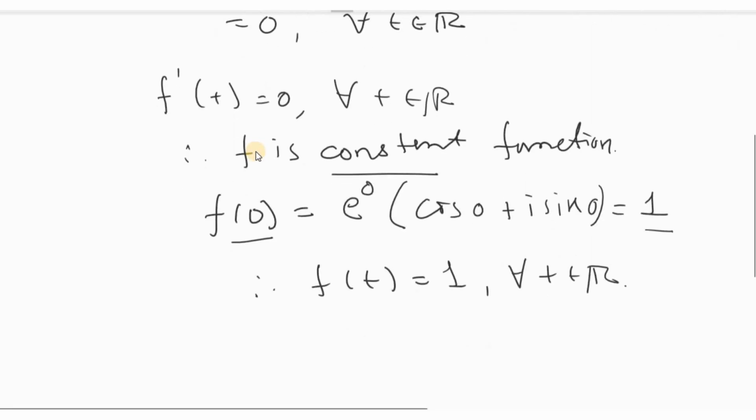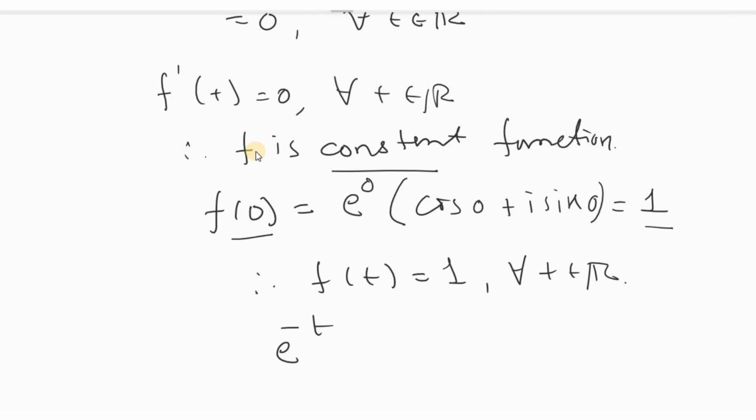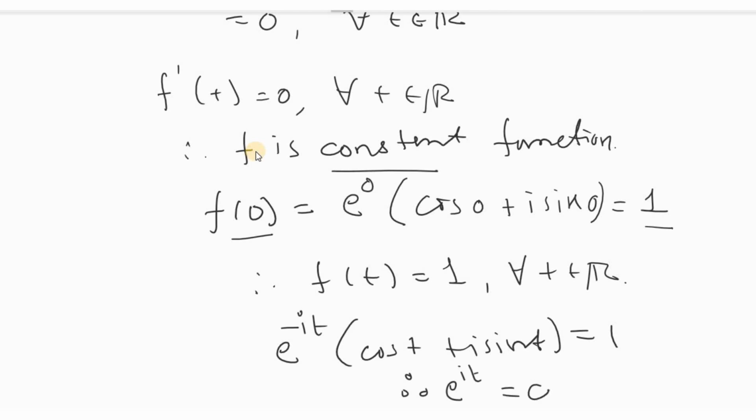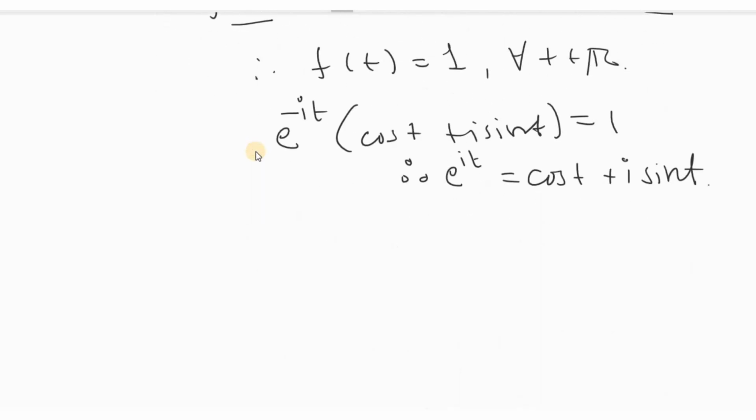So that gives you e raised to minus it into cos t plus i sin t is 1. Therefore e raised to it will be cos t plus i sin t. So that completes the proof for Euler's formula. And the another proof I am giving you by a series solution.